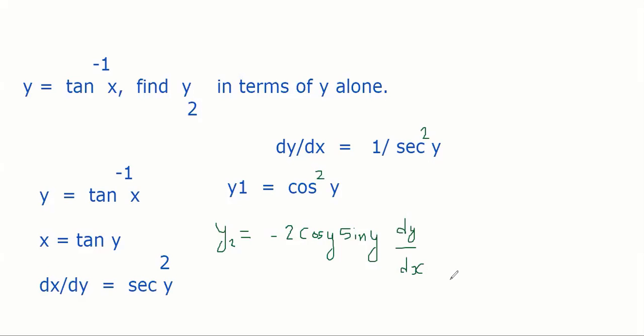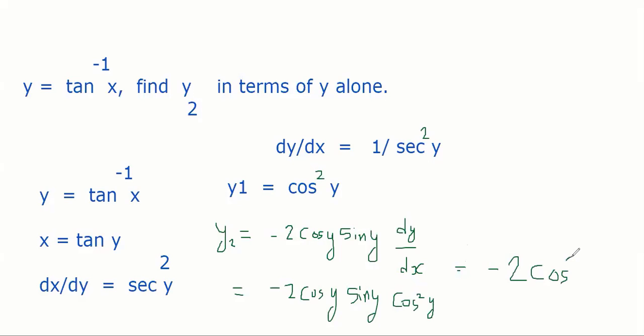And dy by dx we already know, right, Usha? Yes. So substitute here. So y2 is minus 2 cos y sin y into cos square y. Actually, writing by hand takes more time. And dy by dx is 1 by sec square y, so taking it up gives cos square y. What is the final answer? Minus 2 cos cube y sin y.